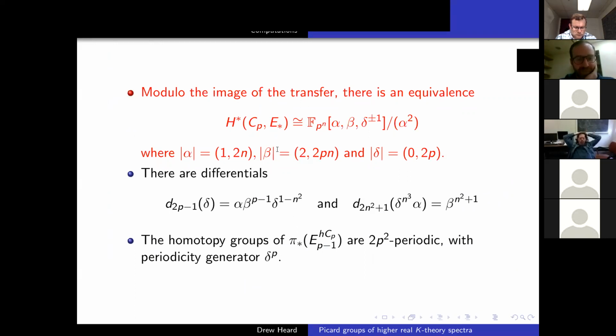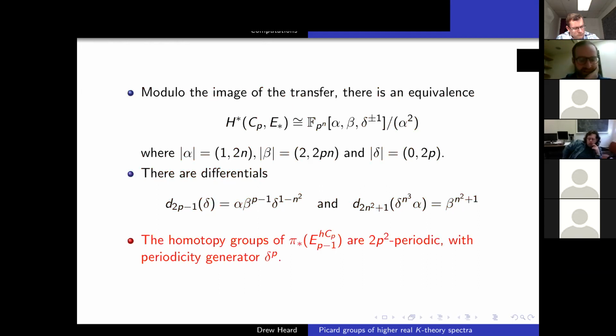So these alpha and beta, for those who are familiar with odd primary stable homotopy, are just the image of the classes, I think usually denoted alpha 1 and beta 1. And it's known we have these total differentials in stable homotopy theory, and there's a map down from the homotopy groups of the sphere to the homotopy groups of what we're computing, and this gives you the differentials in this spectral sequence.